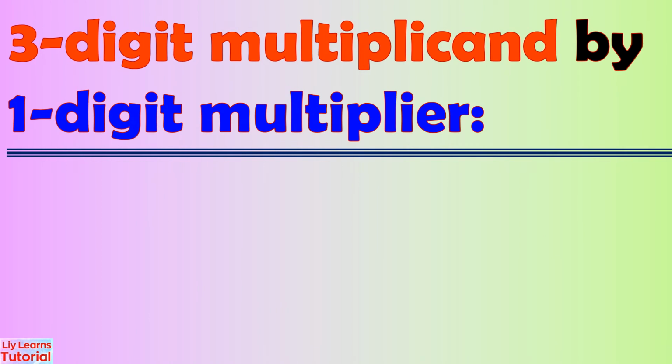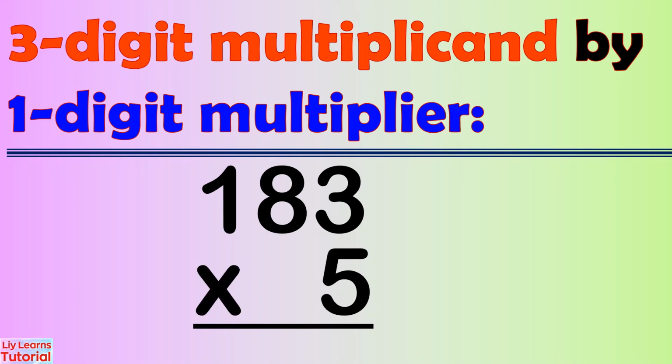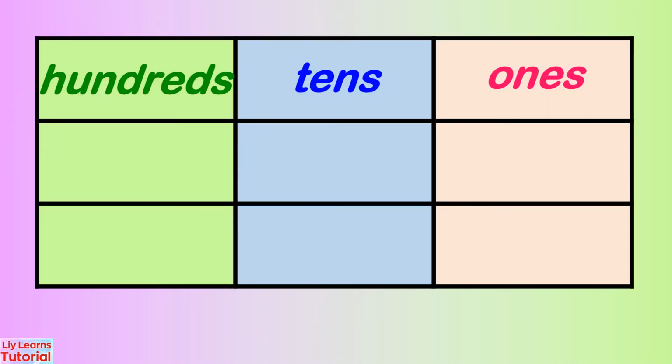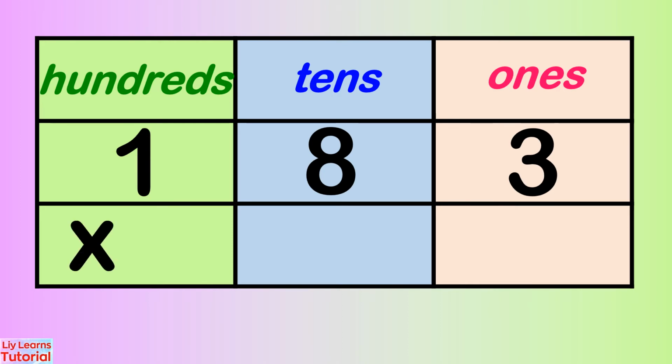Now, let's go over the steps in multiplying 3-digit multiplicand by 1-digit multiplier. Let's solve 183 times 5. Remember, align the numbers to the correct place value. Ones, tens, hundreds, and so on. 183 times 5.